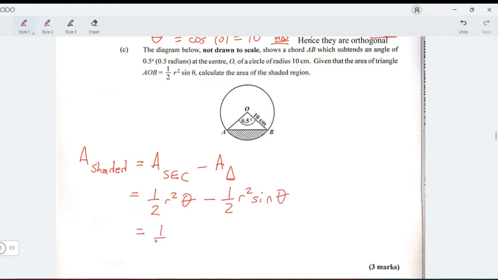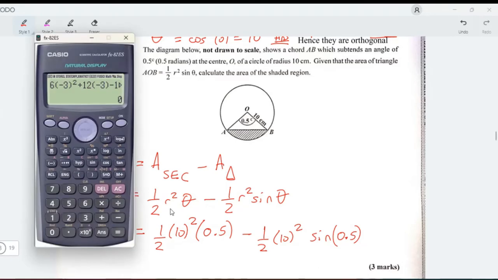So in that case, it is a half, the radius is 10, so half 10 squared times theta. Theta is 0.5, minus a half 10 squared times the sine of 0.5. But remember, your calculator needs to be in radians. Let me change it to radians. Now that it's in radians, let me make sure it's in radians again. Press 4. It's in radians.